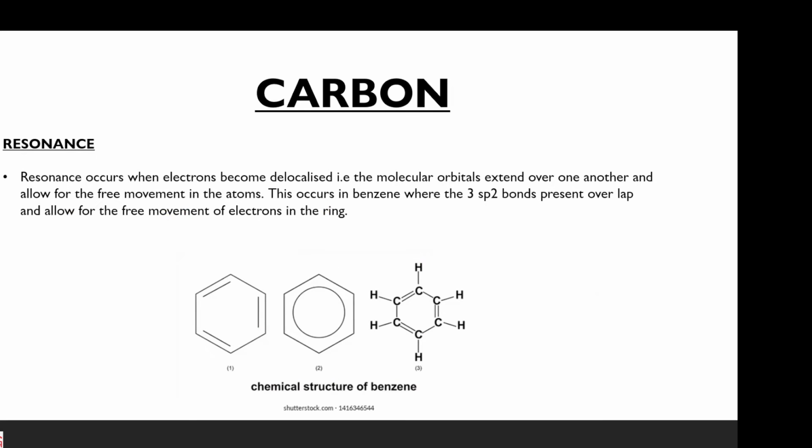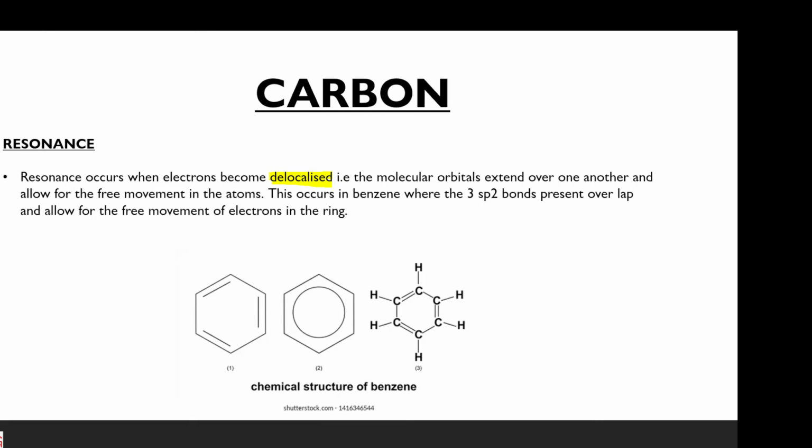Alright, so resonance. For resonance, we see that we have delocalized electrons. Now, what is delocalized electrons and what are localized electrons? So localized electrons basically refer to when we confine the electrons in a fixed place.